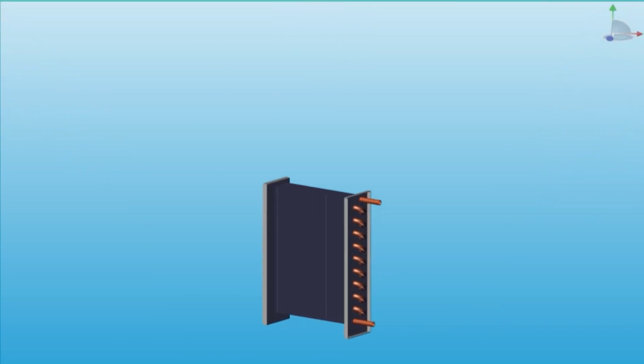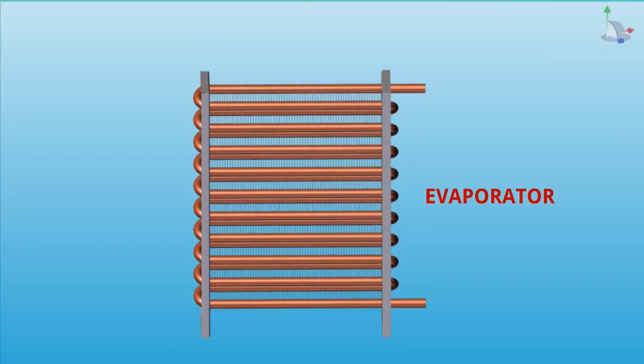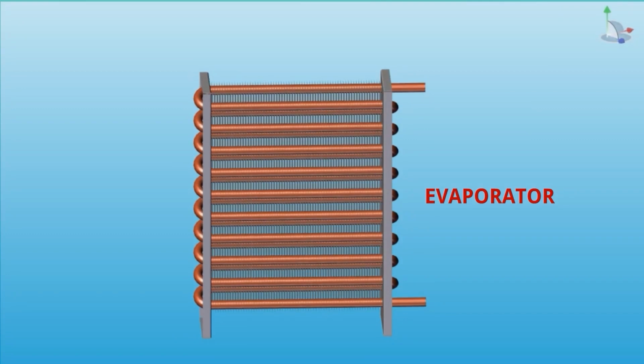This is the evaporator. In the evaporator, as the name suggests, evaporation happens. See, this is basically a coil for heat transfer. Before learning the evaporator, let's learn how cooling happens. To understand, let us take one example.